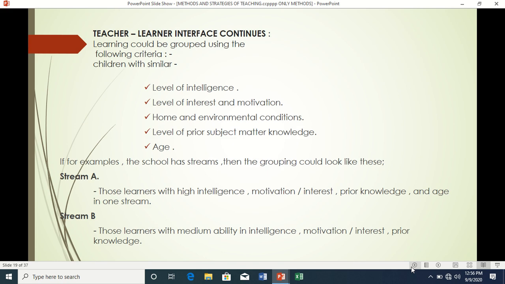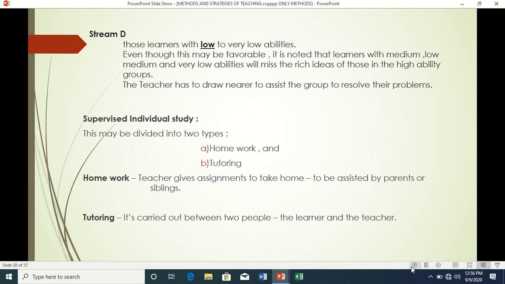So you could do that, and then you'll find A, B, C, and say D, depending upon the number of students you have in your class. In group D, for example, you can have learners with low to very low abilities. When this is done, the teacher must not forget that he has to draw nearer to assist the group or the groups to resolve their problems when these problems arise within the groups.